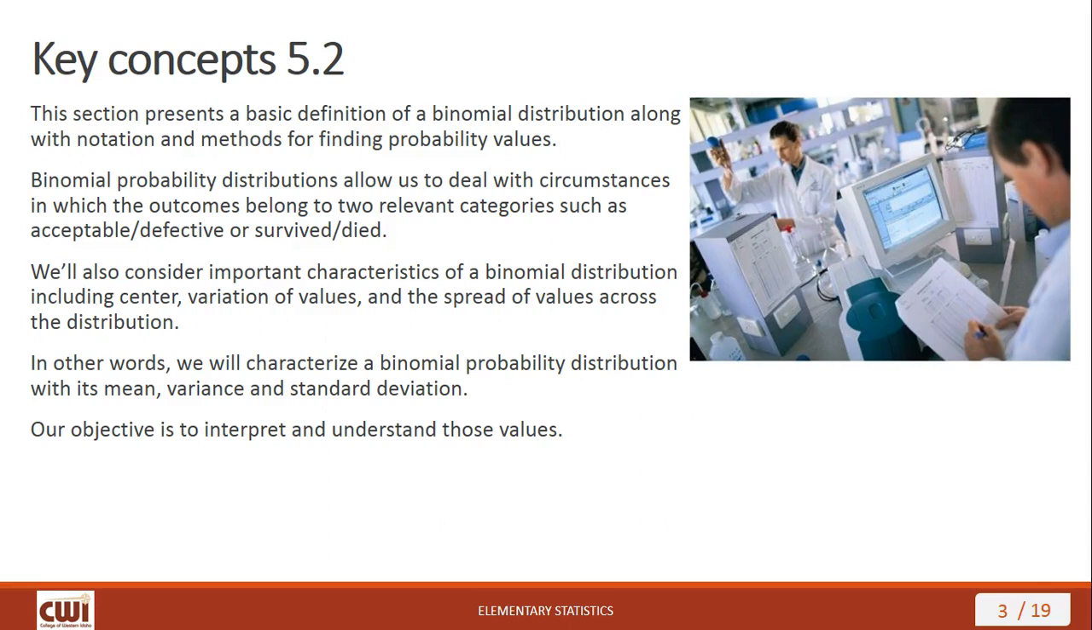We're also going to look at important characteristics of the binomial distribution, measures of center, variations of value, spread of values across a distribution, because these, again, are values that we use to describe a data set. And so the data set that's creating our distribution, we're going to use these same values to describe that distribution. So we're also going to learn how to interpret and understand those values. So let's get started.